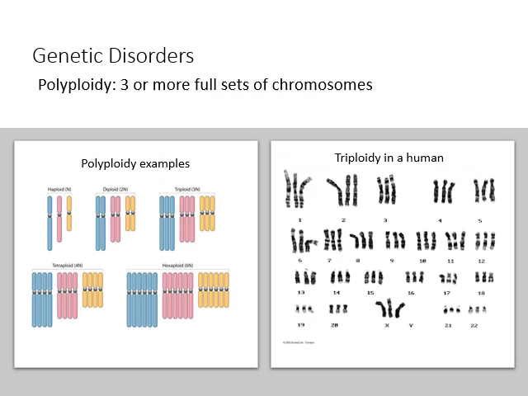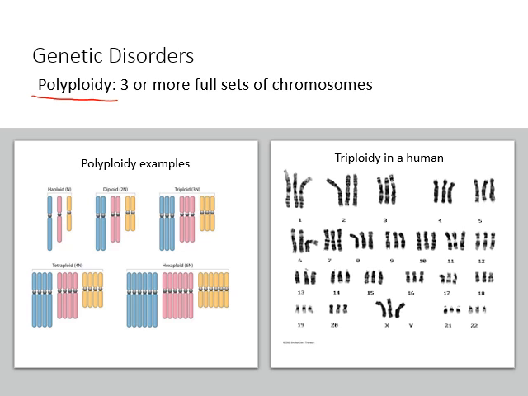The final set of karyotypes that we're going to be looking at are displaying a different sort of genetic disorder. So we've just looked at aneuploidies. These particular karyotypes are showing a genetic difference which we refer to as a polyploidy. So a polyploidy is when we're looking at a karyotype or the genetic makeup of an organism and we see 3 or more full sets of their chromosomes.